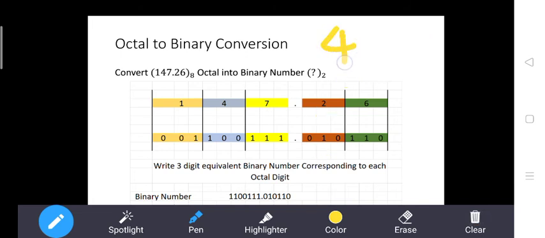Next, 4, 2, 1. Next octal code is 6. To make 6, I need to add only 4 and 2, and remaining terms are 0. 4 plus 2, 6. So my binary code is 110. Okay. So I convert each octal number into corresponding 3-digit binary code.